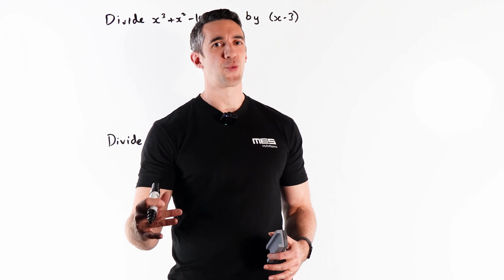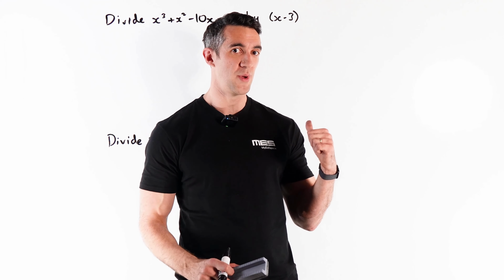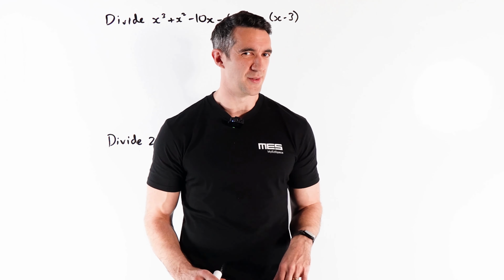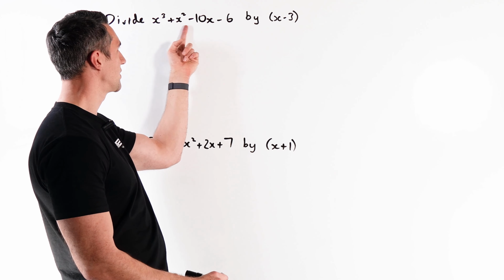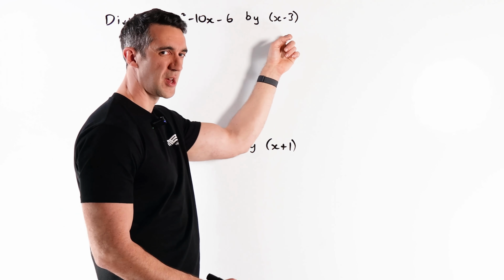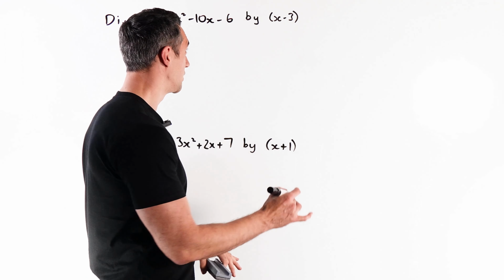Today we're going to try and improve your algebraic division game. Alright, so we're going to have a look at dividing a couple of cubics by some linear factors first and see if we can find ourselves a little bit of a better way of doing it. So first of all, we're going to divide x cubed plus x squared minus 10x minus 6 by x minus 3. Now I know what you're thinking, what your teachers have told you.